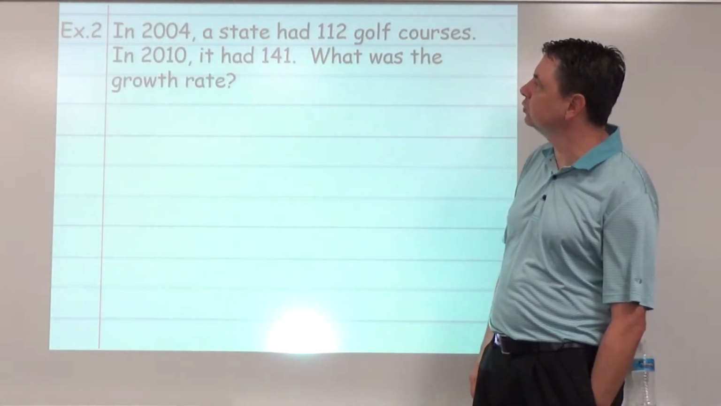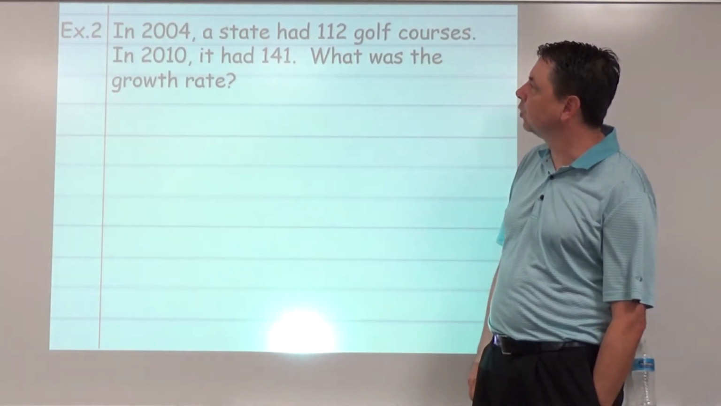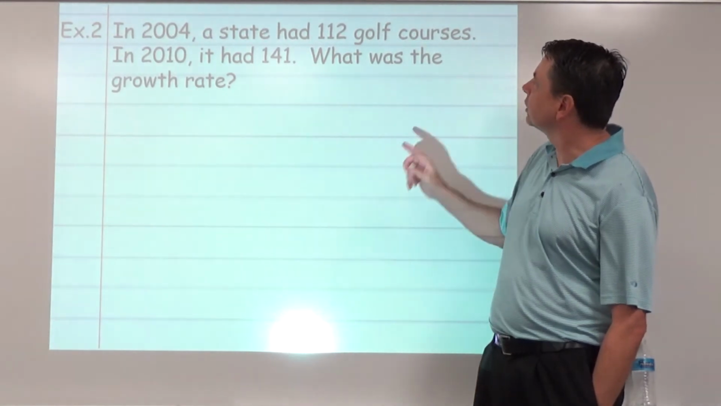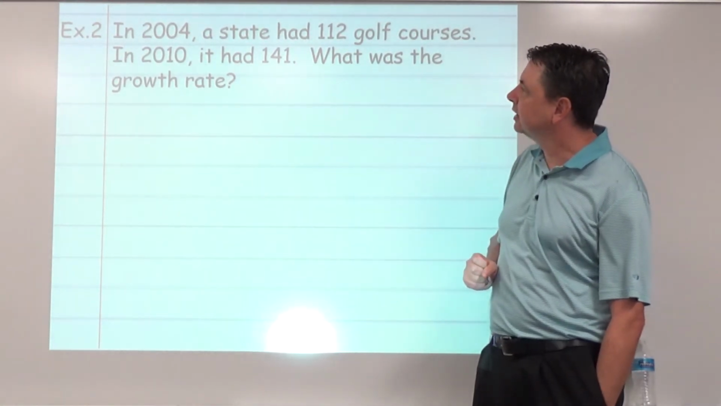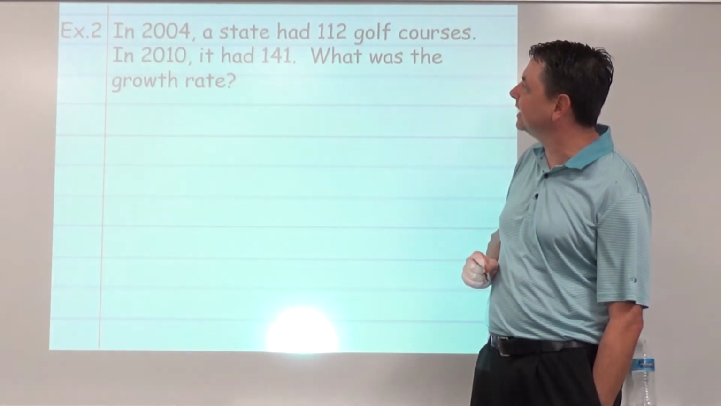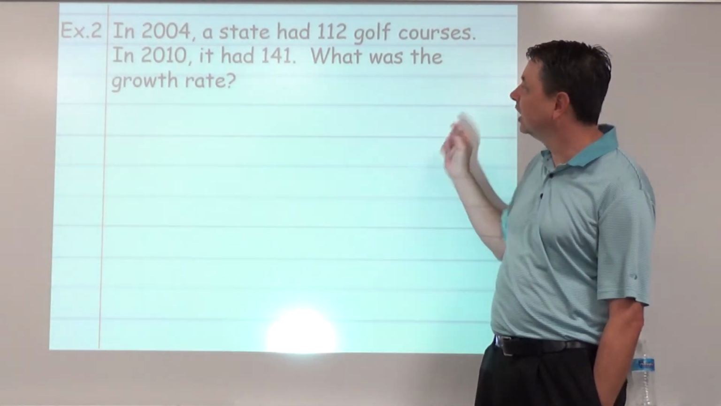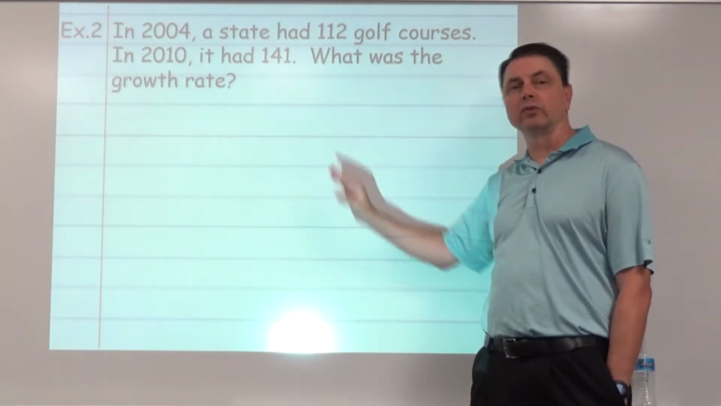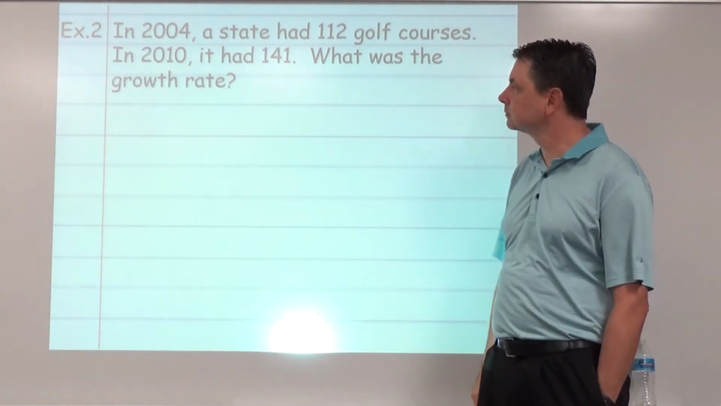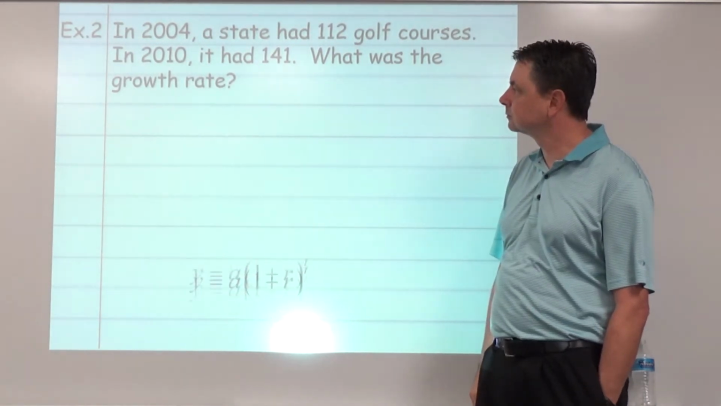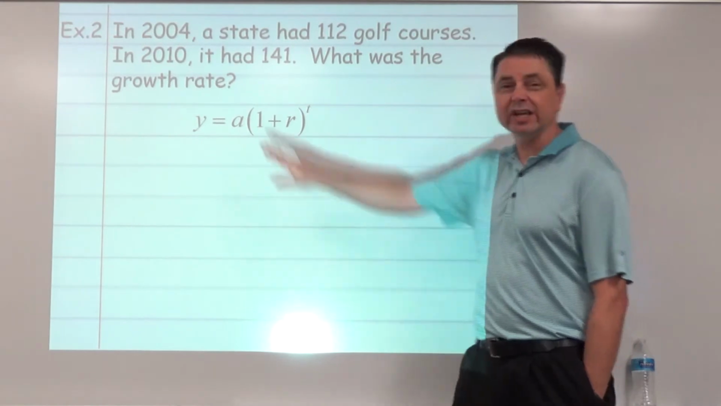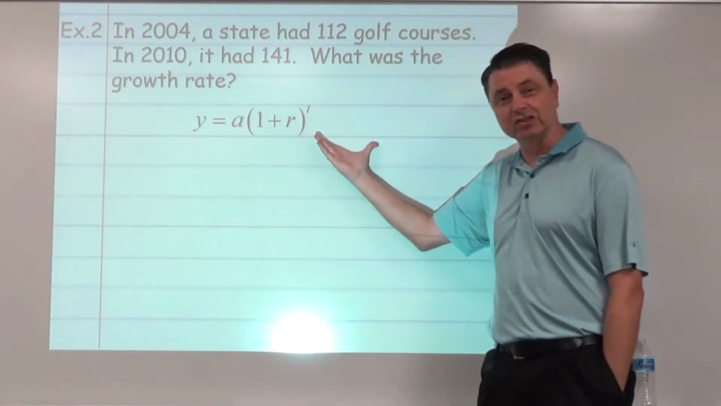Example number 2. In 2004, a state had 112 golf courses. In 2010, it had 141. What was the growth rate? So we are talking about growth. We should use this growth model.